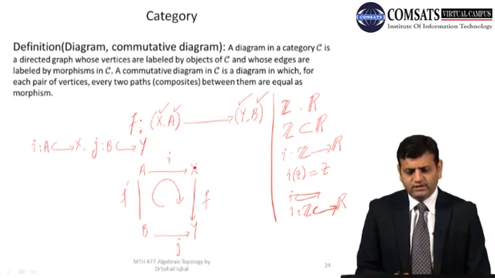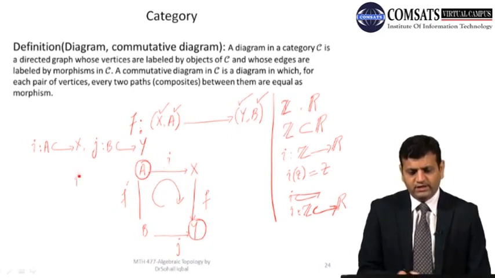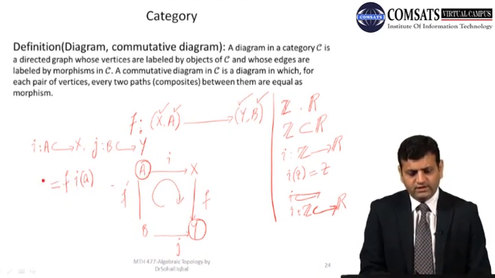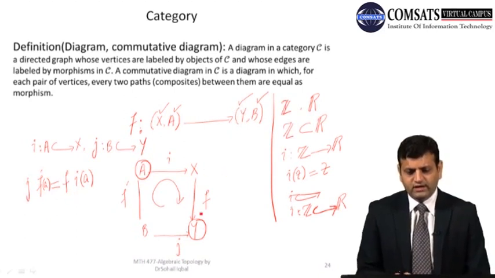Diagram is commutative means if I start from this A and end up at this Y, and if I choose any of the paths, then there will be no difference. So there is commutativity in the diagram. If I start from A and choose any path to reach Y, there will be no difference in the image. For example, if I first apply I and then apply F on some element of A, it is the same as first applying F prime on that element and then applying J on that element. So it is the commutativity of the diagram.